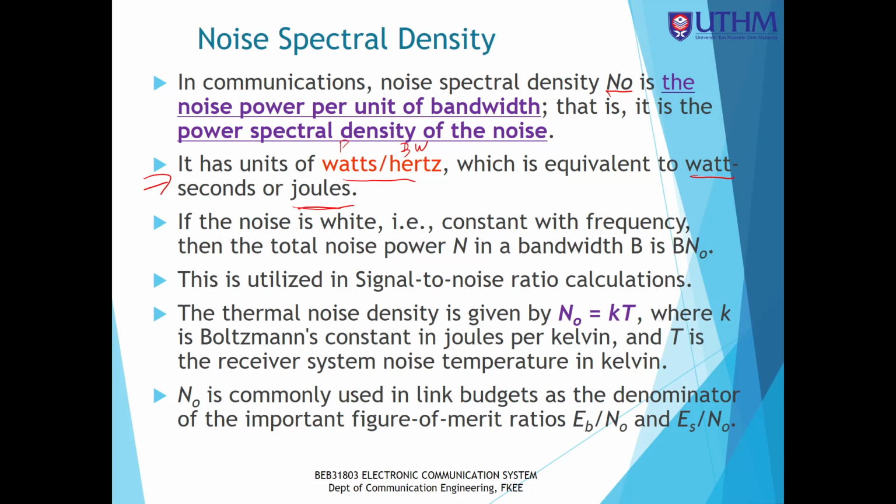Okay, so if the noise is white, remember this is not white in color, dia bukan warna putih, white means it is spread across the entire frequency spectrum, regardless of whatever frequency, okay, it will exist. So it is constant with frequency. Then the total noise power, so the total noise power N in a bandwidth of B is B multiplied with N0.